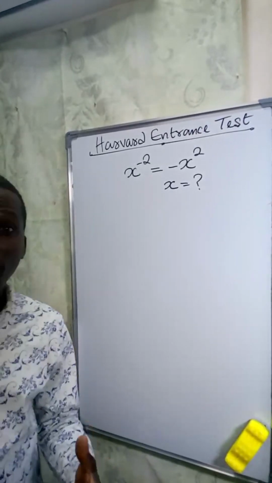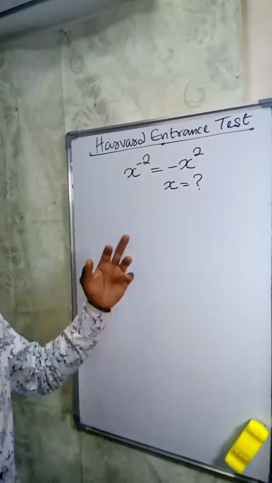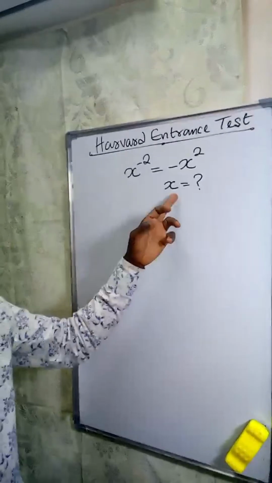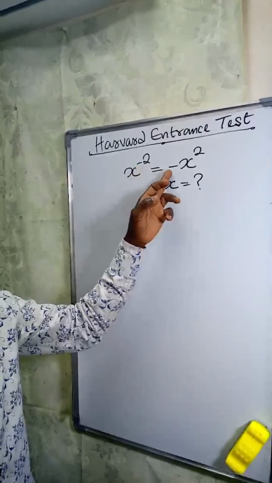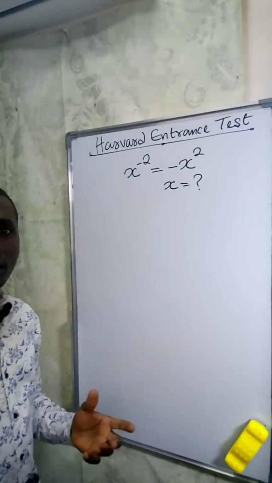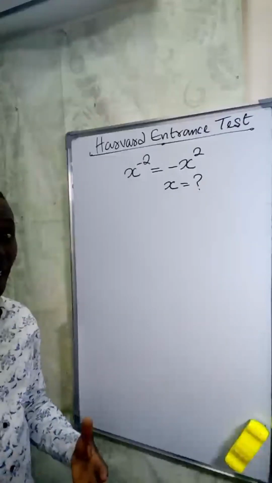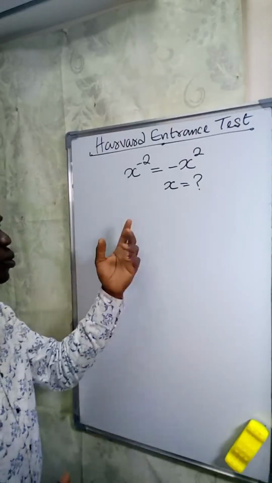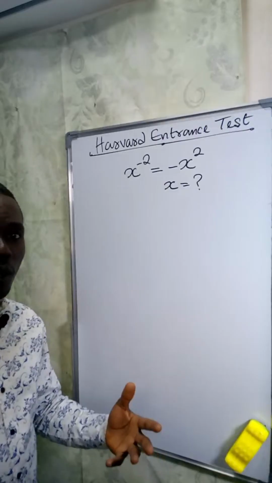In today's live class, we'll be looking at this Harvard entrance test examination. We are asked to find the value of x in x to the power of negative 2 equal to negative x to the power of 2. This can be a startling question to a lot of persons who might not know how to go about solving questions like this. But then, how can we find the value of x?